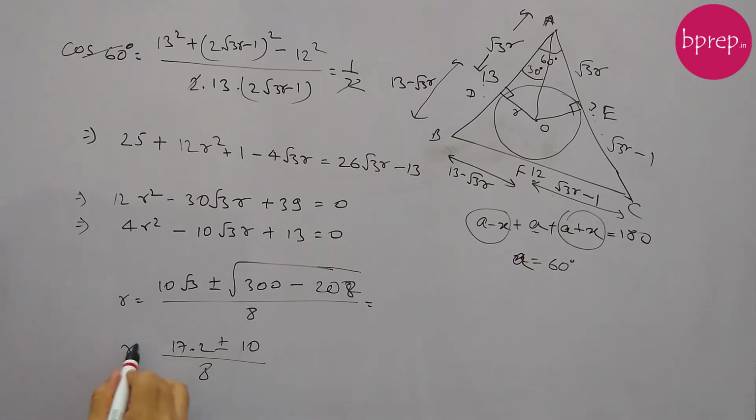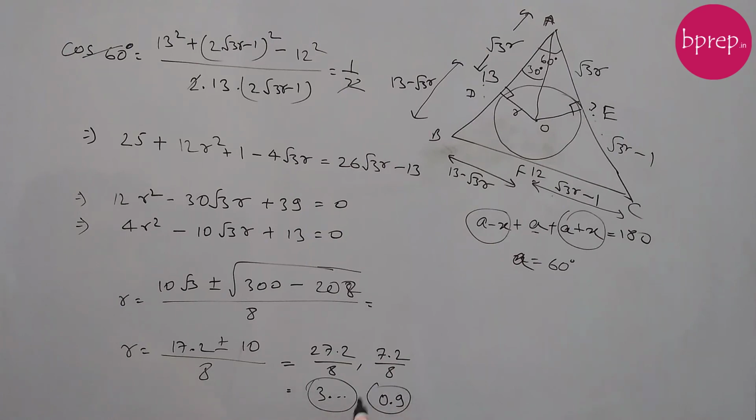If you see, r can be either 27.2 by 8, or it can be 7.2 by 8. If you see both the values, 27.2 by 8 is 3 point something, and 7.2 by 8 is not even 1, so it is less than 1, like 0.9 something. So we have two values for r, 3 point something and 0.9 something.